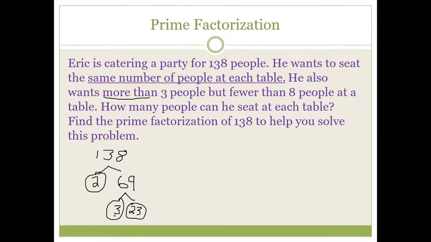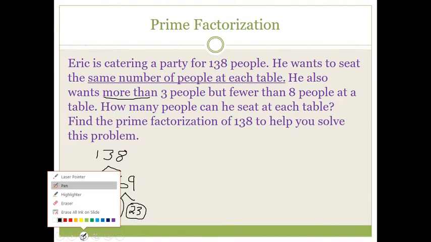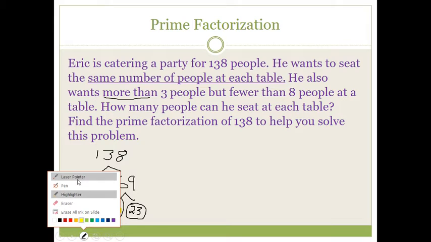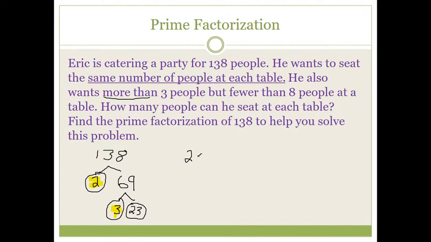But remember, any combination, anything I can multiply together down here with these prime numbers, is also a factor of 138. So notice here that I have the numbers 2 and 3 as factors of 138. Because both 2 and 3 are factors of 138, 2 times 3 is a factor of 138. It turns out that 2 times 3 is 6. And 6 is a number that is between 3 and 8. So it turns out that I could sit 6 people at each table and fill up all 138 seats with none left over. And if you really wanted to check that, go ahead and divide 138 by 6, and you'll see that you get 23 as an answer.